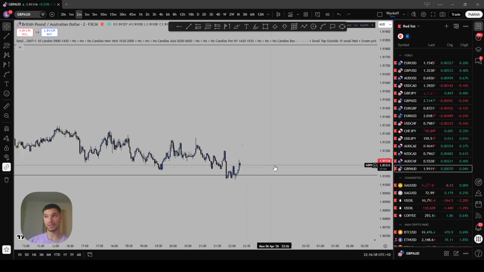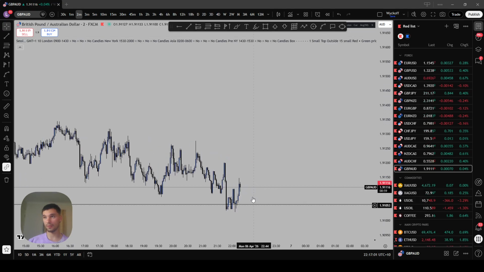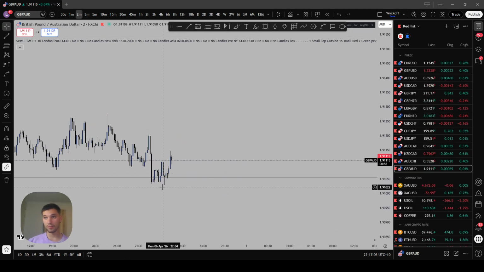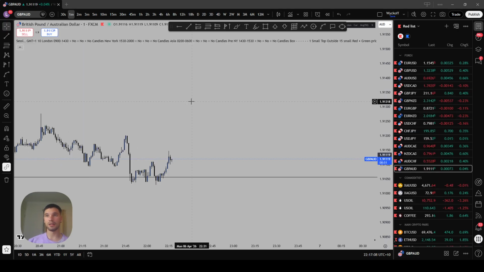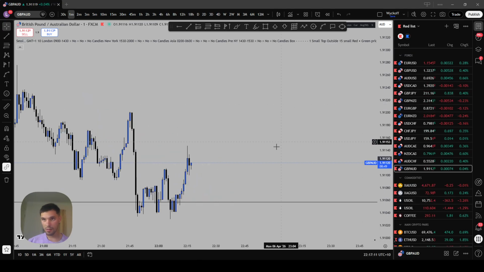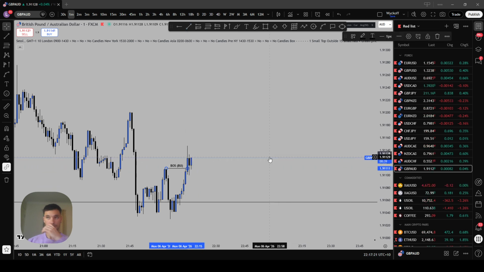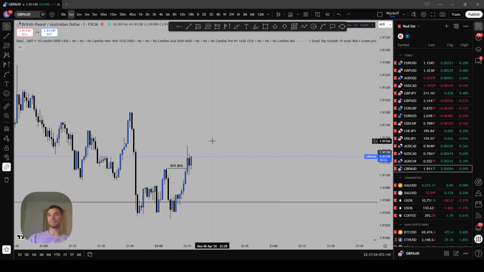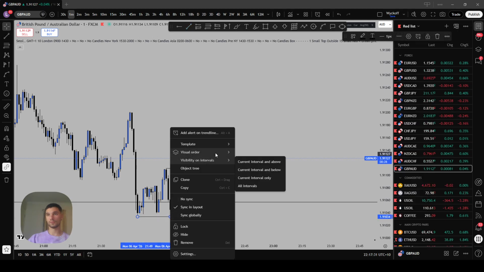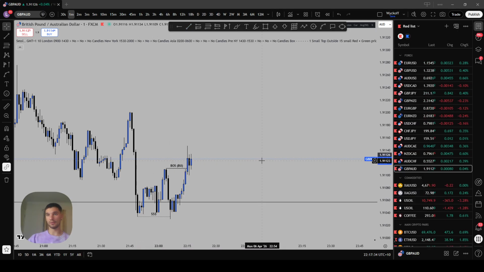Price is leaving a nice return to zone. Technically speaking, I think we broke structure on the 2 minute. So there's a break of structure. That low's been taken.